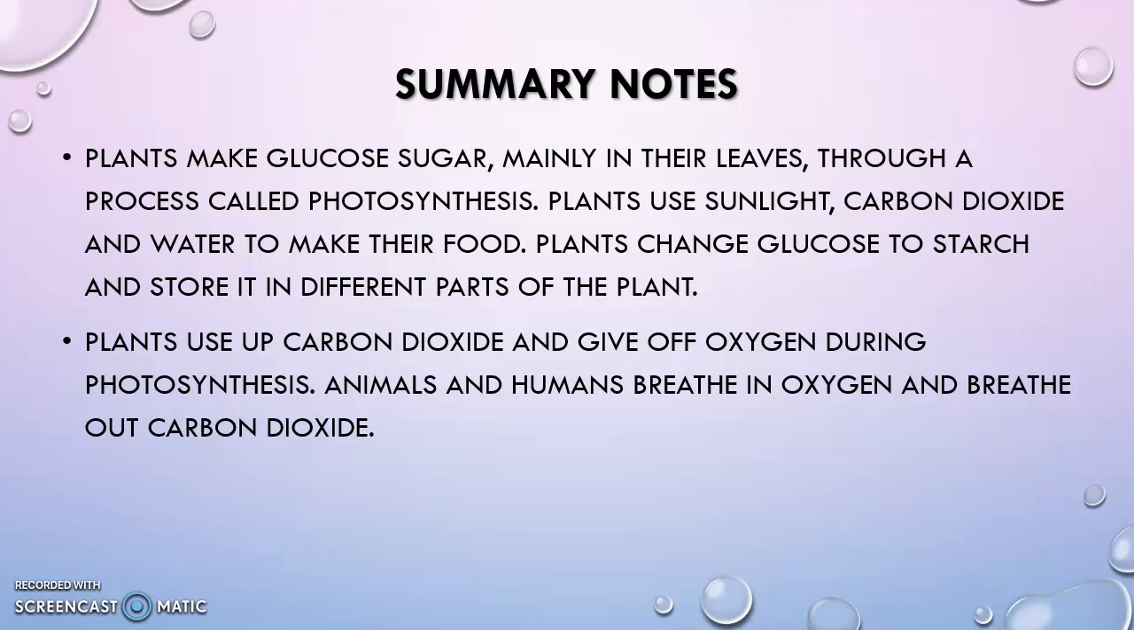Now, summary of our lesson for today. Plants make glucose sugar mainly in their leaves through a process called photosynthesis. Plants use sunlight, carbon dioxide, and water to make their food. Plants change glucose to starch and store it in different parts of the plant. Plants use up carbon dioxide and give off oxygen during photosynthesis. Animals and humans breathe in oxygen and breathe out carbon dioxide.